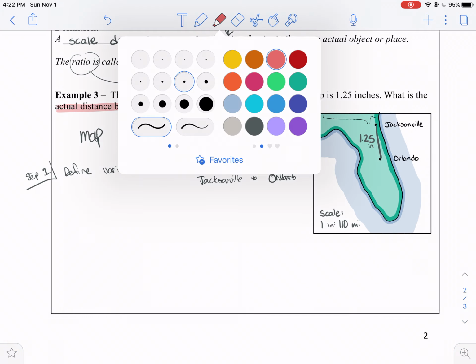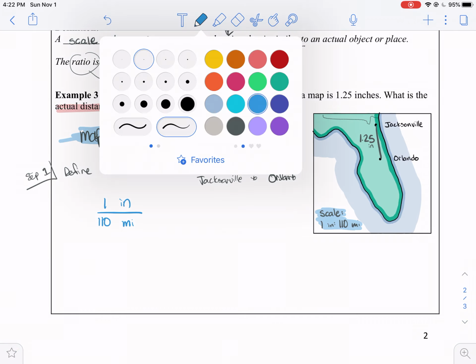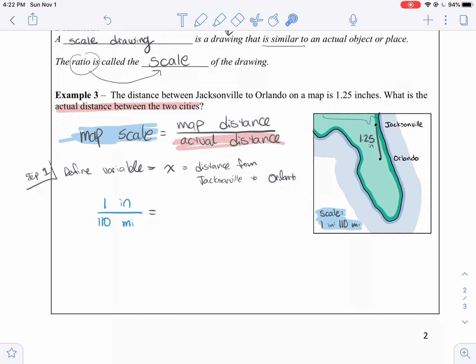Okay, so if our scale here, it's in the ocean, so we'll make it blue. If our scale 1 inch represents 110 miles, let's plug that into our scale. Okay, so we know that 1 inch equals 110 miles. What else do we know? We know the map distance from Jacksonville to Orlando is 1.25 inches. So that map distance is 1.25 inches. And we are trying to find the actual distance, and we said we're going to make that x. So we'll just call that x miles.